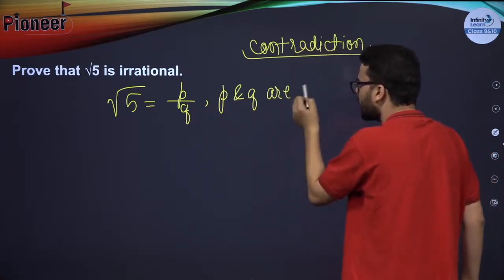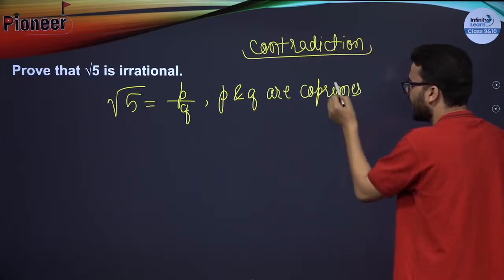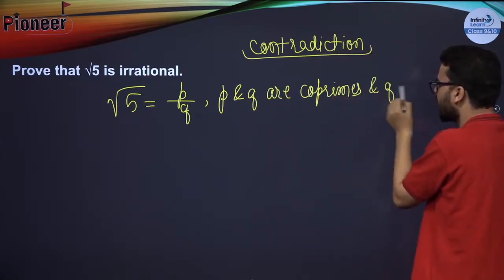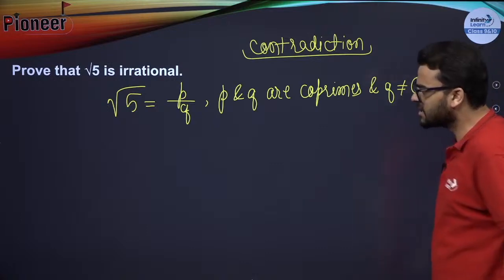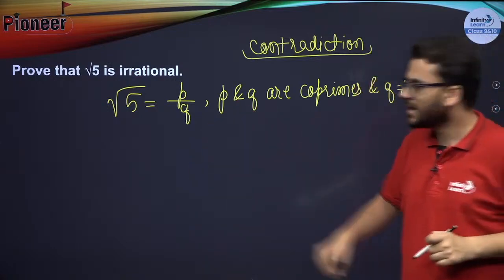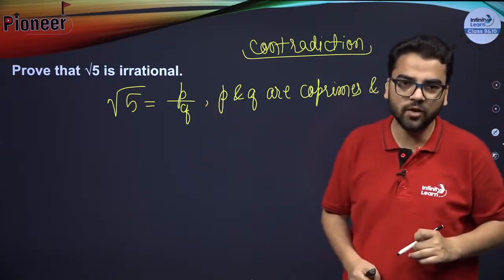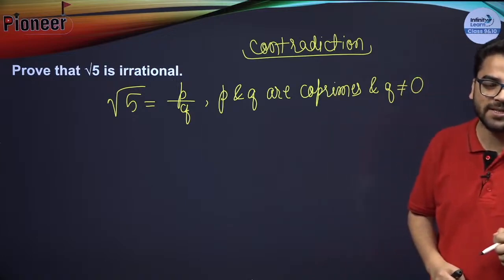P and Q are co-primes and q is not equal to 0, right? If you can assume root 5 to be a rational number, then root 5 can be written as a ratio of two co-prime integers where denominator is not equal to 0. I hope it is clear to everybody in this session.